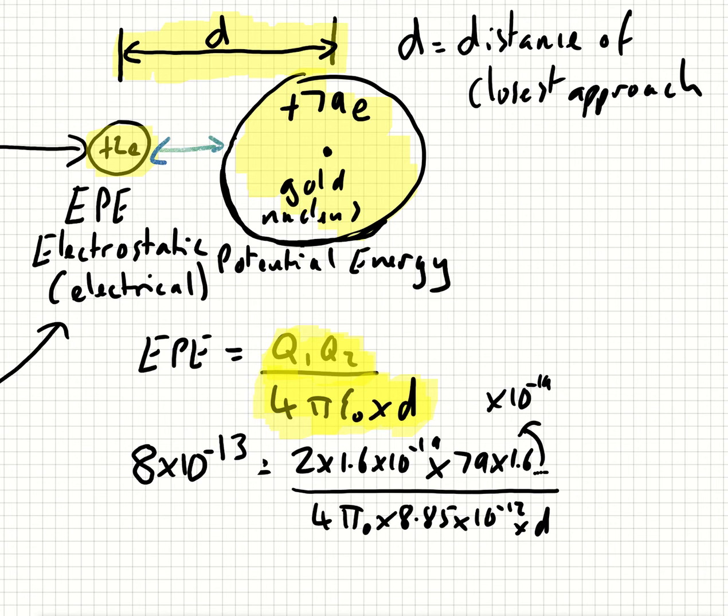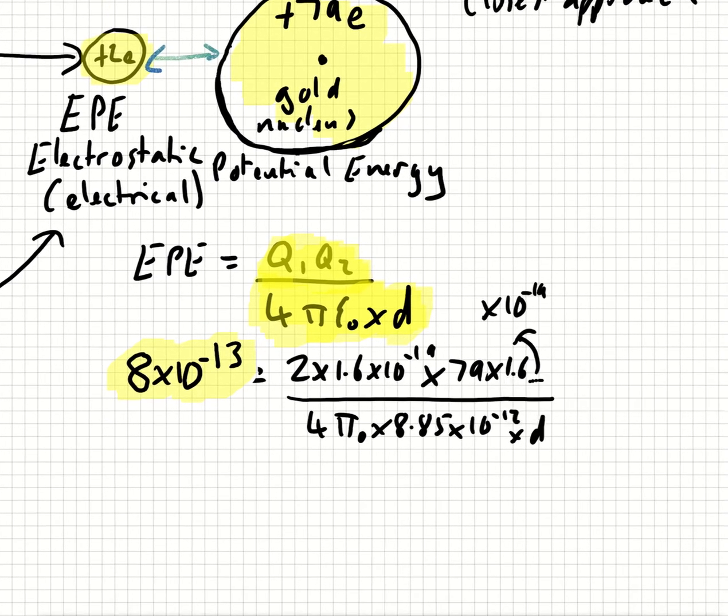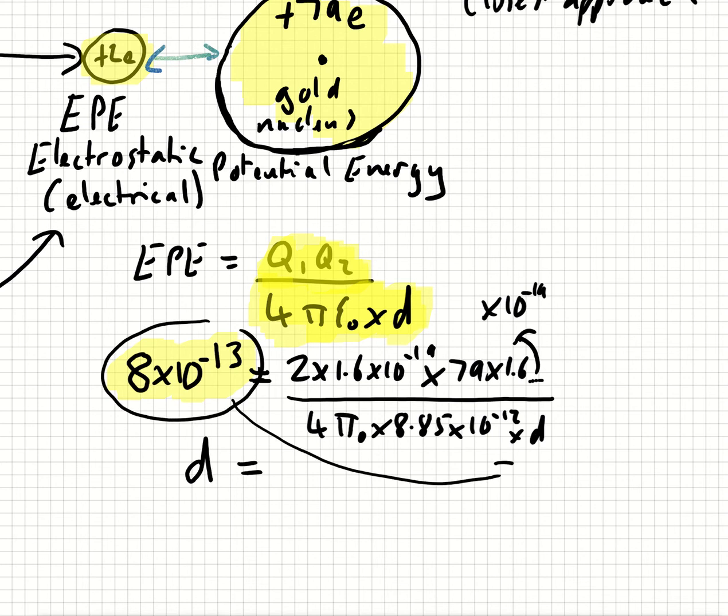So we've just set the kinetic energy equal to this. We converted it into joules first, remember, then we put all the values in, and now the exciting bit, a little bit of rearranging, we can find d, which is the distance of closest approach. So we just swap that round, d comes over to here, and the 8 times 10 to the minus 13 goes underneath. They swap places basically, the d comes over to the other side.